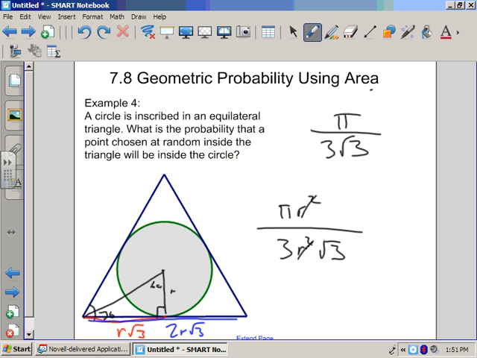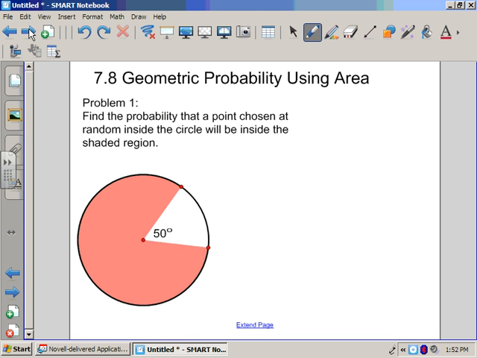It's all a matter of being able to determine the area of the two figures and then being able to cancel out terms as we go along. The only thing I can do to make this better for you is let you try some on your own. So go ahead and pause the video and try problem 1.